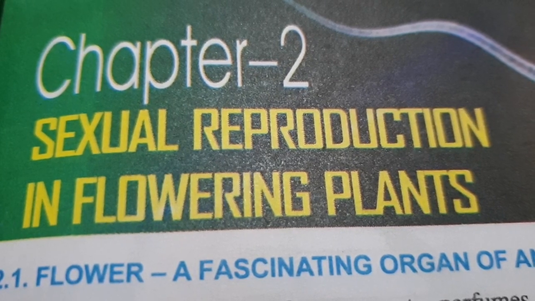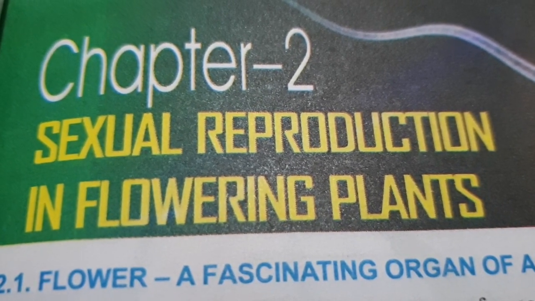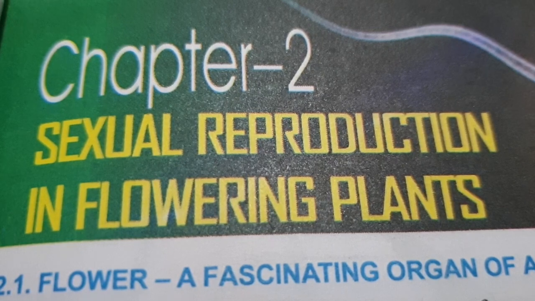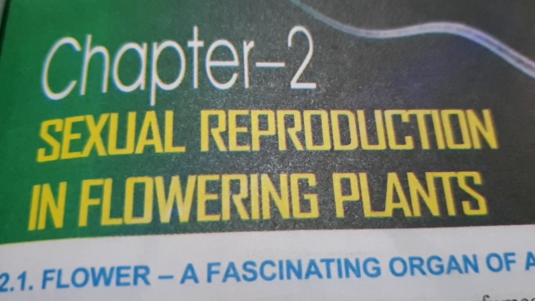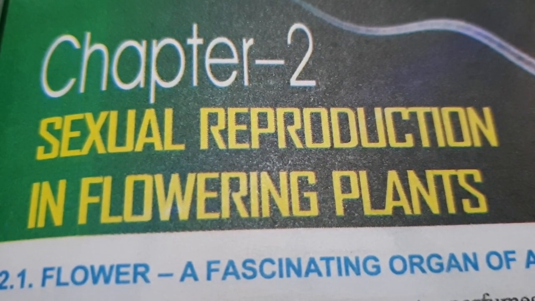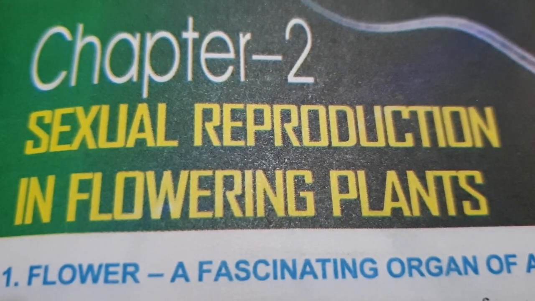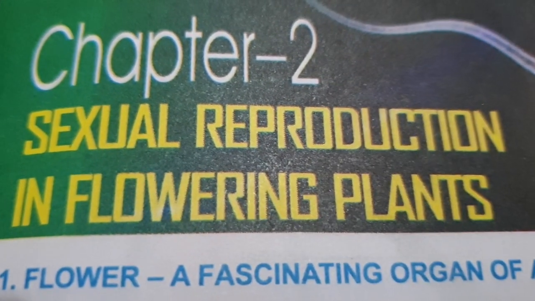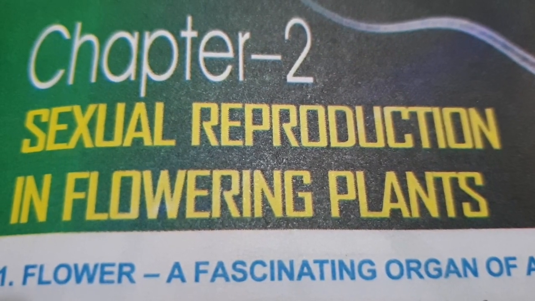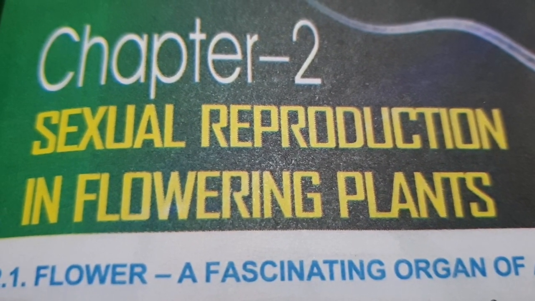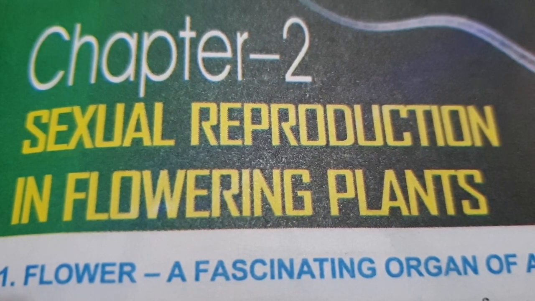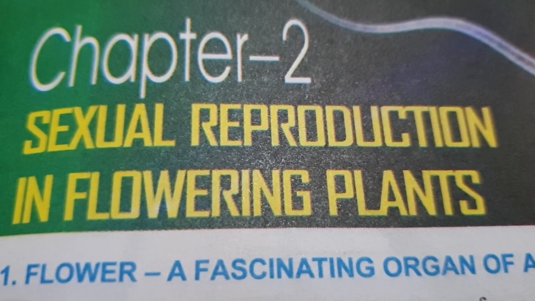It involves two types of individuals, a male and a female individual, or an individual which produces the two types of gametes, a male gamete and a female gamete. They will fuse together and produce a diploid zygote. So that particular process of fusion of gametes is known as sexual reproduction.